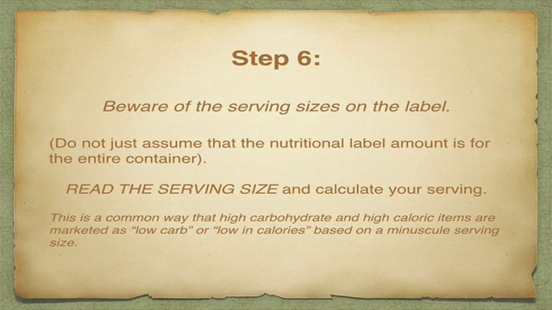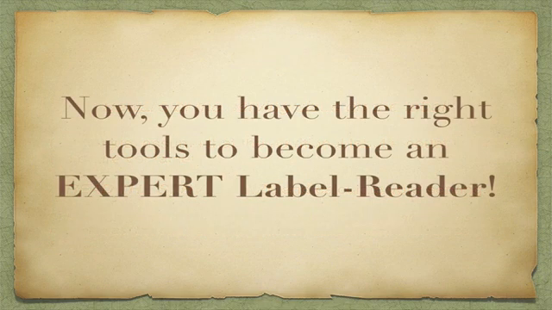This is the most common way that high carbohydrate foods are marketed as being low carbohydrate by deceiving you with the serving size. Well, yes, just about anything you eat, if you broke it down into 12 servings and as one little tiny thing, would be low carb. So you really have to look at that serving size. If you use these steps when you approach looking at a nutritional label, you will now have the right tools to become an expert label reader.